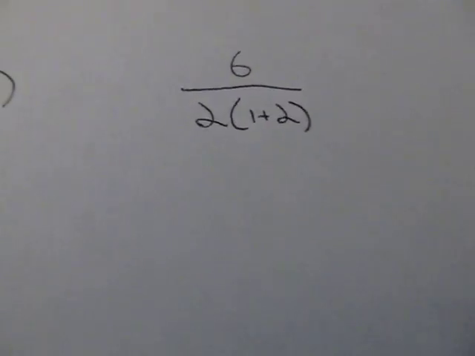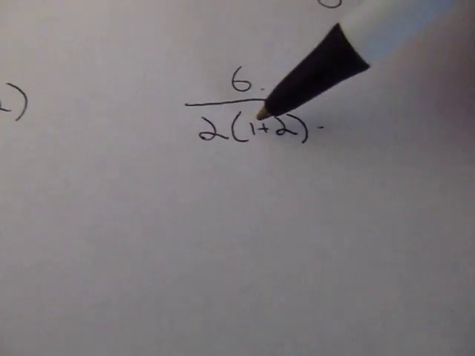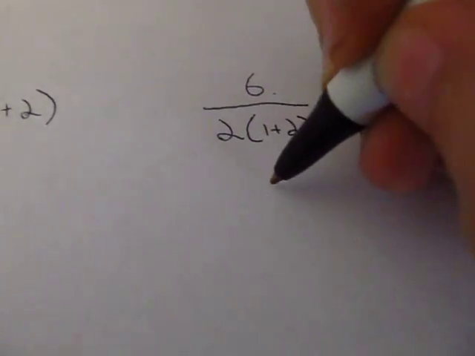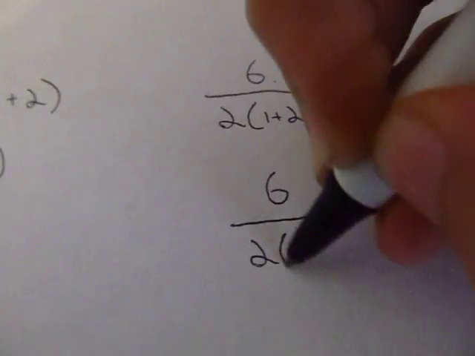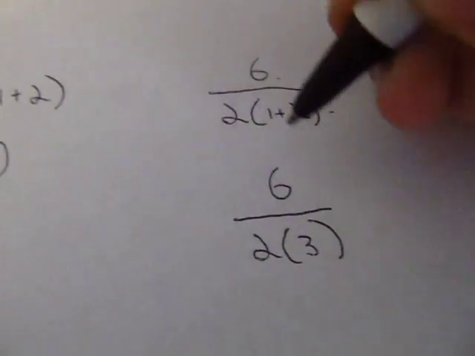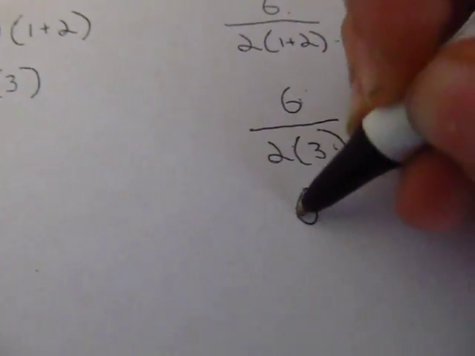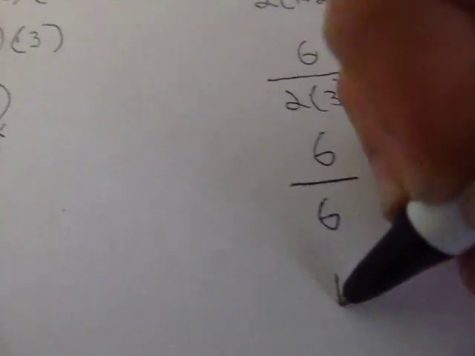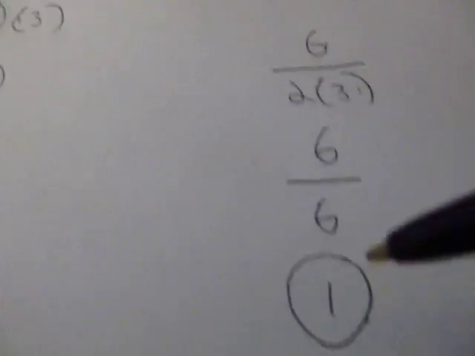That is correct. Here's another way that you can write out this equation, with 6 divided by 2 times 1 plus 2. Well, you're going to do 6 over 2 times 3. And you're not going to do 6 divided by 2 and 6 divided by 3, so you're going to end up with 6 over 6, which equals 1. So if it's written like this, then it equals 1.